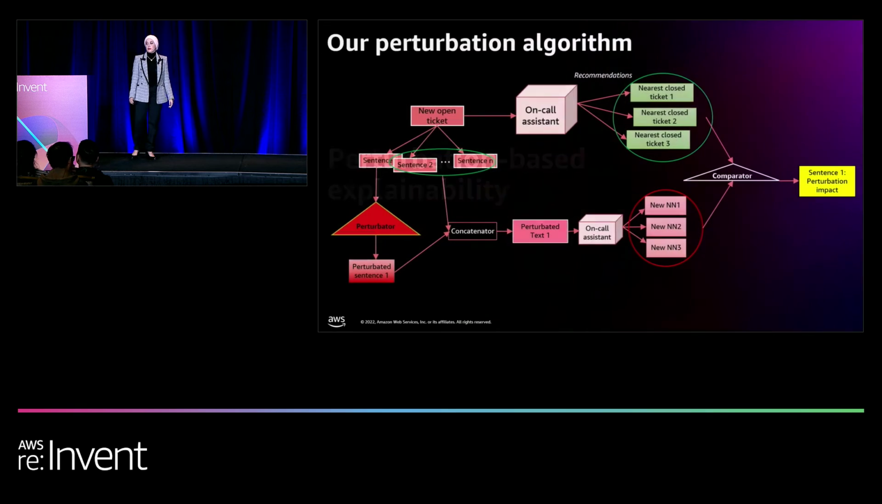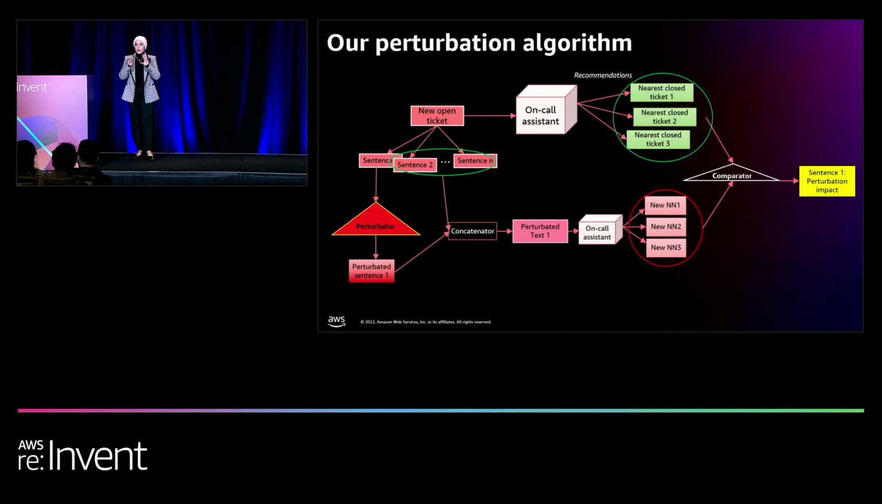How does the perturbation model work? So we start from a new open ticket. And for this new open ticket, we can get the on-call assistant. So what we do first is we give it to the on-call assistant. We get the outputs that we get if you have not perturbed anything, if you have the original text. And this is the first line that you see where we get the 3 green outputs.